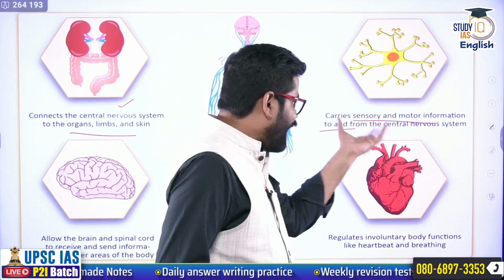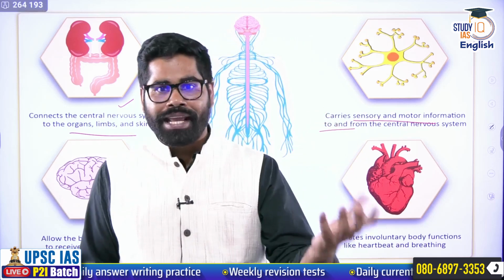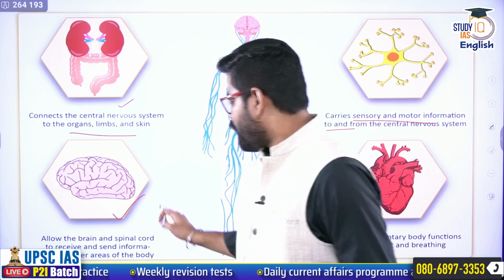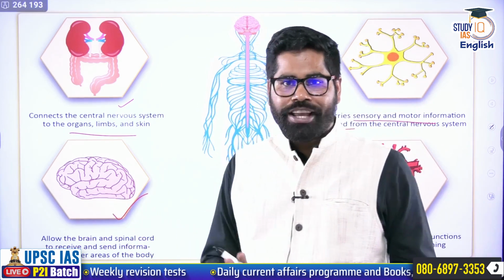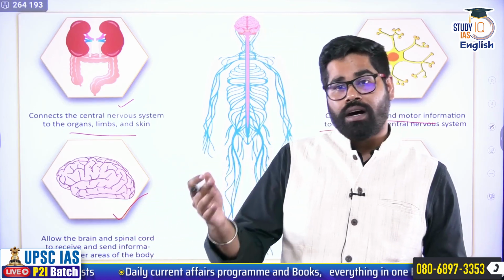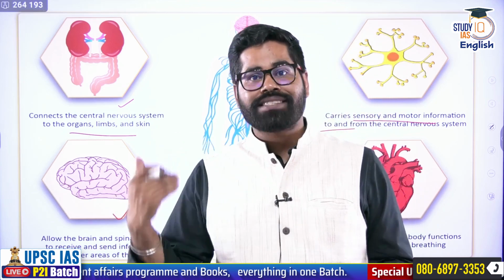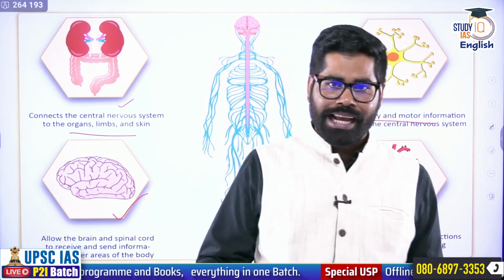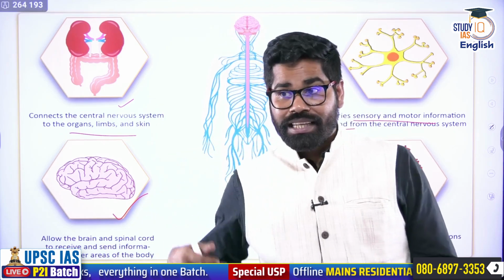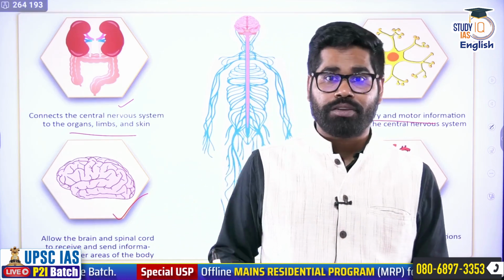It is carrying the sensory and the motor information from the central nervous system to the body and vice versa. This is allowing the brain to send information to the different parts of the body, like which glands are to be secreted, what hormones are to be secreted, what activities are to be done, how the heart has to process, how the digestive system has to work, what the liver has to do. All this information is being sent by the brain to the different parts of the body.